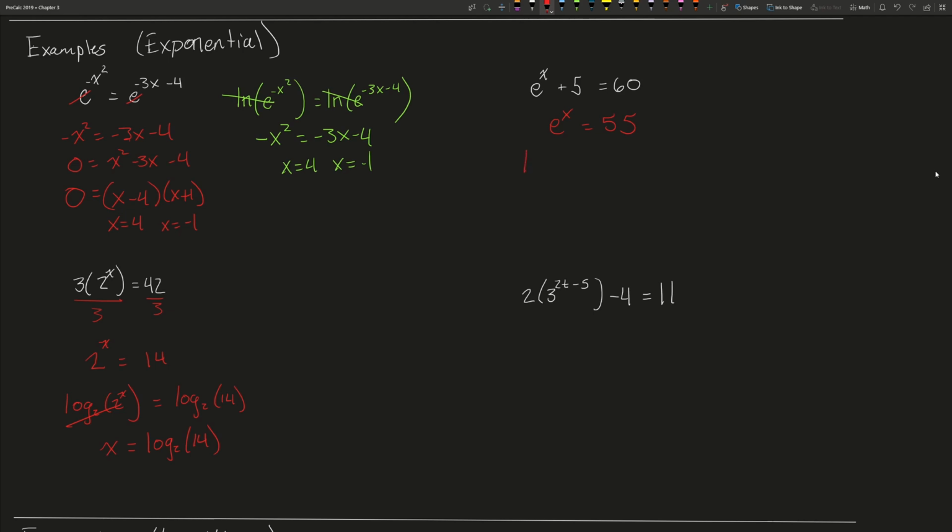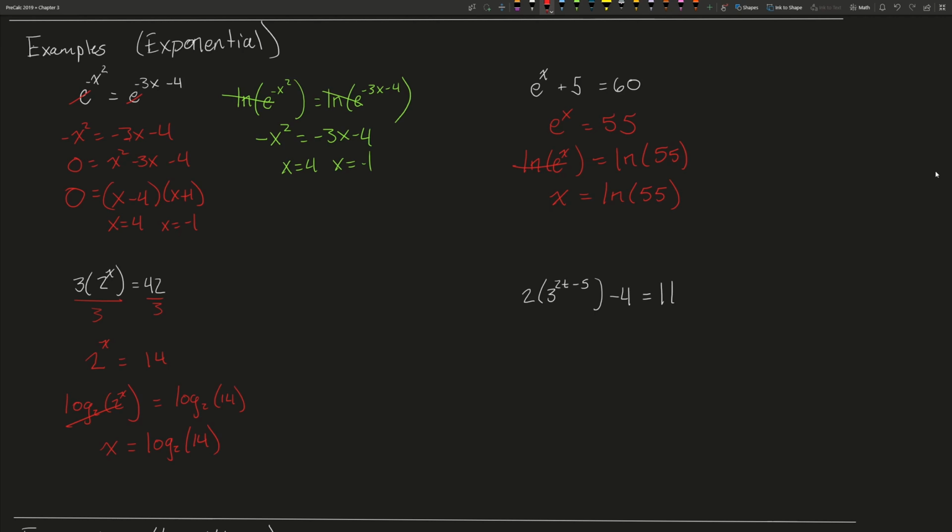When we do that, we have the natural log of e to the power of x is equal to the natural log of 55. The log base e and this e on the inside, they cancel, so we're just left with x. So x will equal the natural log of 55.